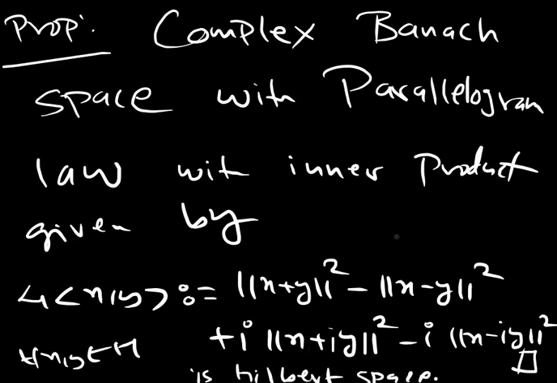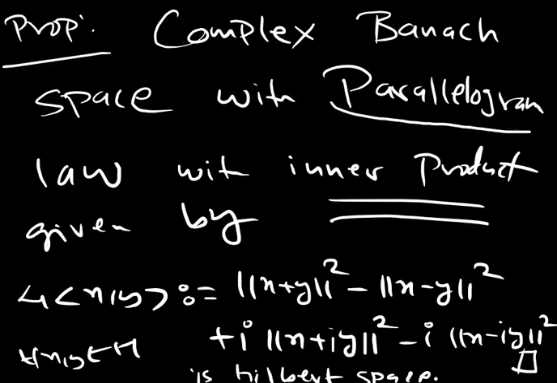So let's show that it is indeed the inner product. If we show that it is an inner product, then we are done. It's already a Banach space with respect to the norm, so it's a Hilbert space. So we'll use the fact that it's a complex Banach space and that there is a parallelogram law.